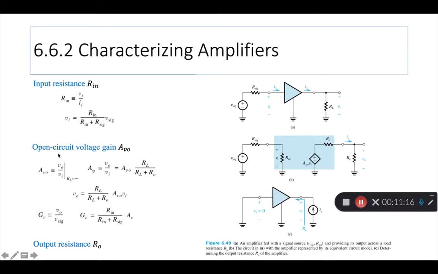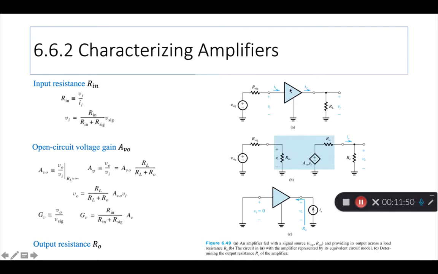Then we come to open circuit voltage. Actually, there's a few other gains, but this is the open circuit voltage gain, AVO. The simplest definition of AVO, it's V output by V input. Only, so the V output is here and V input is within the amplifier, right? This VI, not the V signal but the VI.